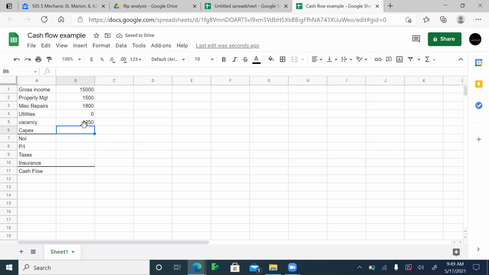So I'm losing about $1,250 a year in vacancy. It did show up negative, so I just multiplied it by -1. Or would it be 1 minus? It's 1 minus. That's why it came up negative.